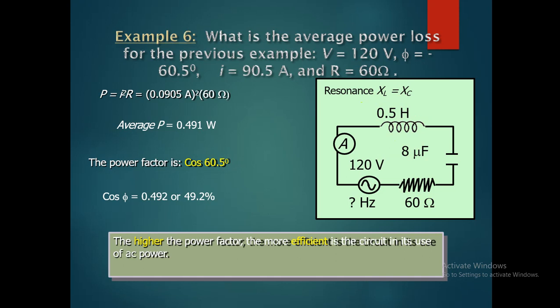The higher the power factor, the more efficiency there is in the circuit, and it is very useful to the AC power.